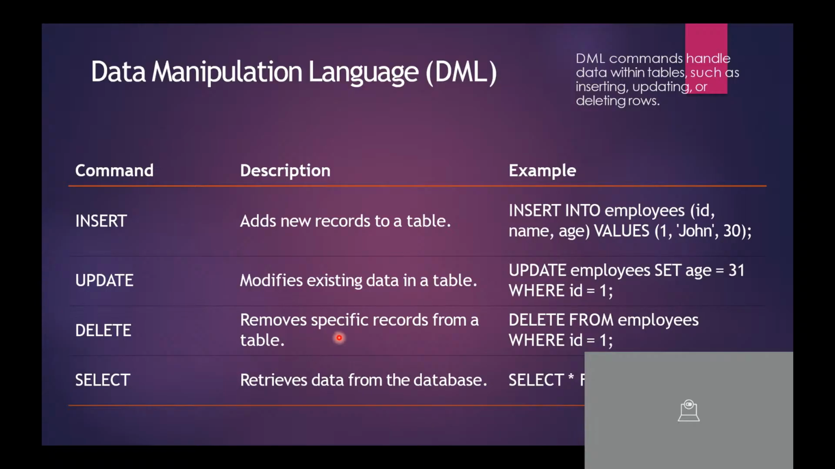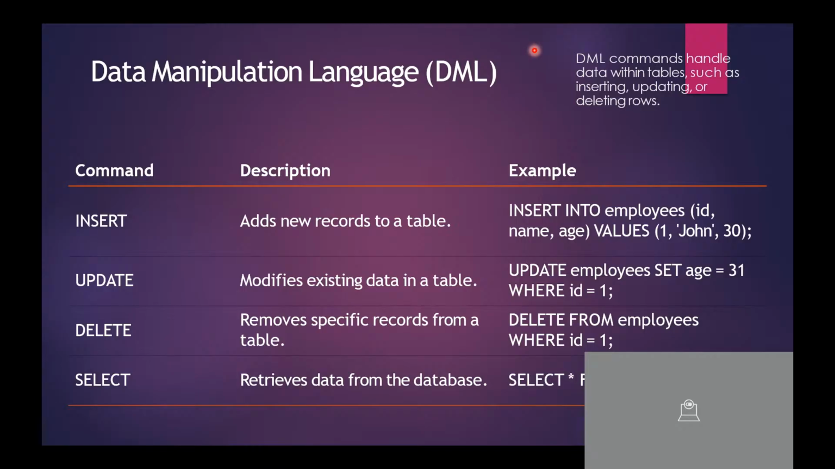Delete removes specific records from a table. Suppose you want to remove not the entire row, only a cell, then you use delete. That's the difference between delete and drop. Select retrieves data from the database, for example, select from employees. So if you want to see how our database has been made, you will see it here.